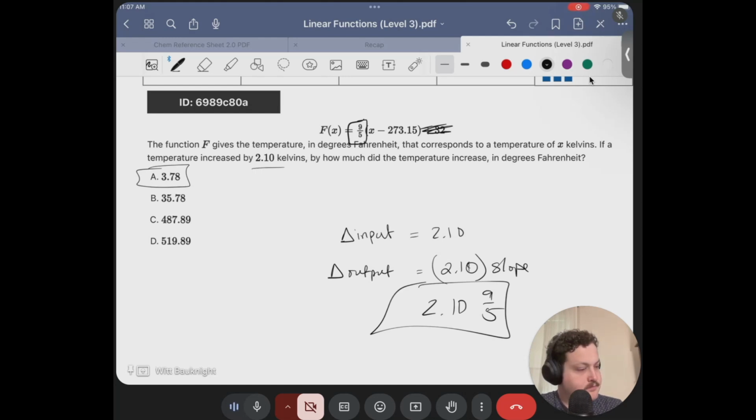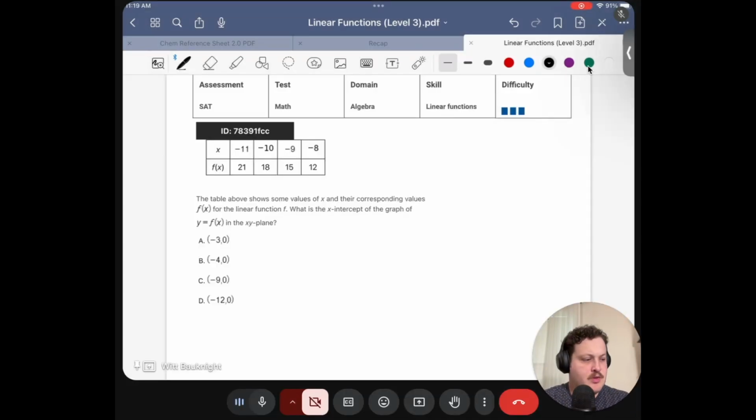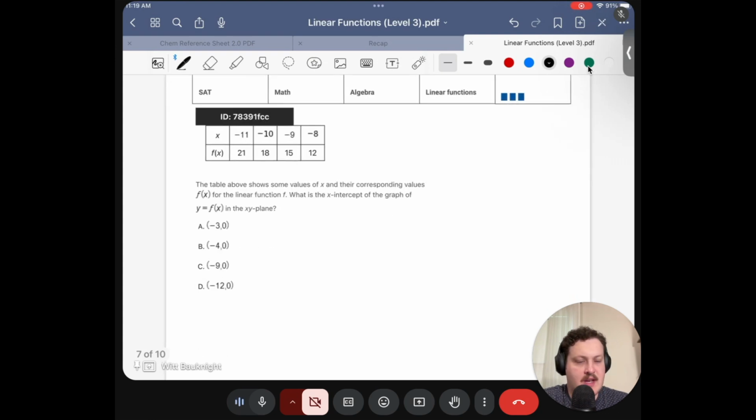Cool. On to the next question. This is question 7 of 10. The table above shows some values of x and their corresponding values f(x) of a linear function. What's the x-intercept of this graph? Okay. Cool thing about lines, all you need is 2 points. Picking those, when we go 1 to the right, we go down 3.